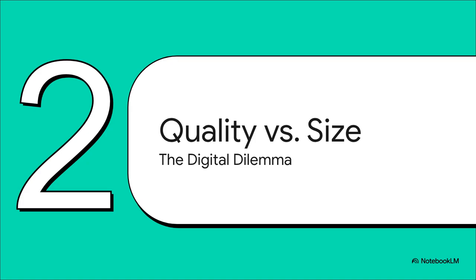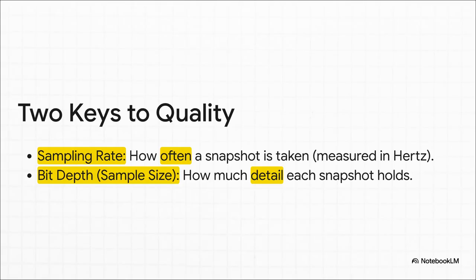Right, so just how close that digital copy gets to the real thing depends on a couple of really important factors. And this leads us to the big fundamental trade-off that pretty much everyone who works with digital audio has to struggle with. It's this constant battle, quality versus size. Think of it like you've got two main dials you can turn to adjust the quality. The first one is the sampling rate. That's all about how often we take a snapshot. It's measured in hertz. The more snapshots you take per second, the more accurate your final picture of the wave is going to be. Simple enough?